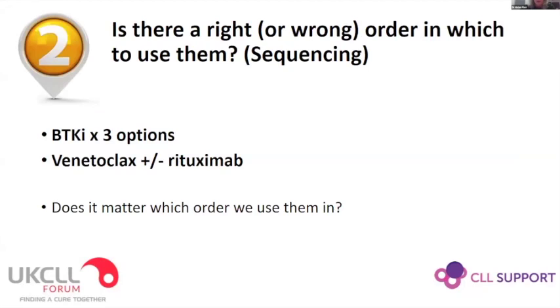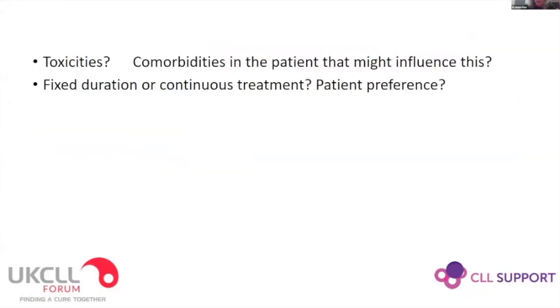So coming on to the second bit, is there a right or wrong order in which to use them? How do we decide about sequencing? Does it matter which order we use them in? We've already talked about this a bit in the discussion. When we're talking to our patient and thinking about what the right treatment option is, we're going to be thinking about toxicities. Are there comorbidities in the patient that might influence this?